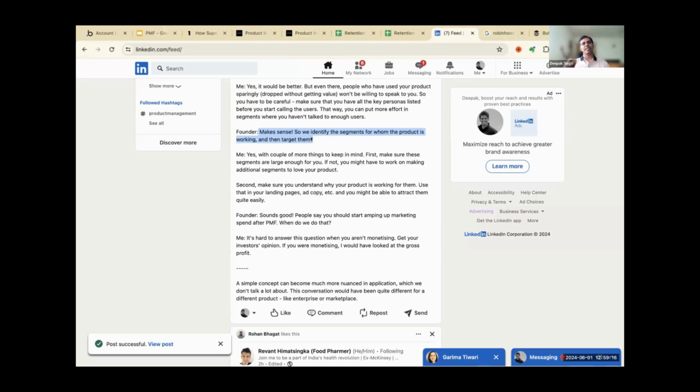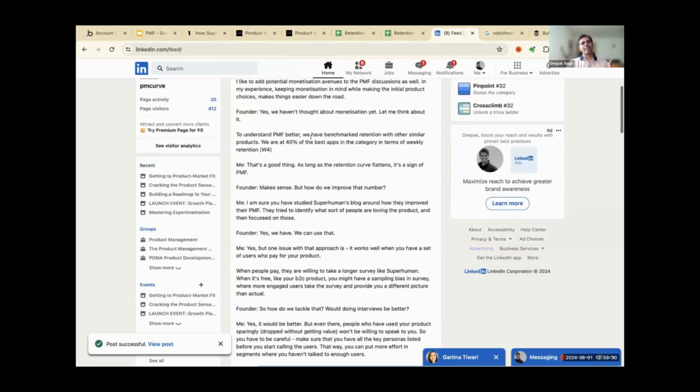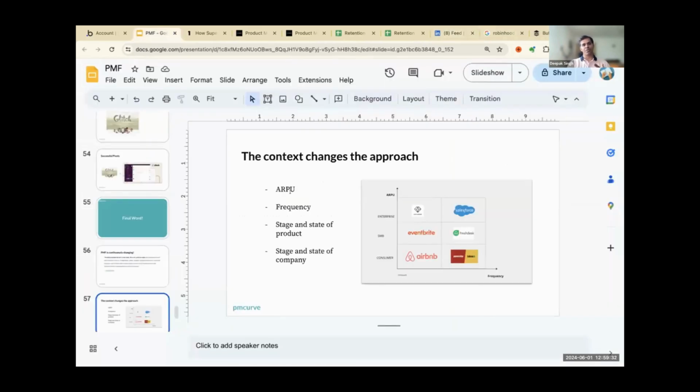The second thing is you have to understand why the product is working for them. And you have to optimize your copy, landing pages, everything to attract more of such people, right? And this is how the actual real life conversation goes, if you ask me.